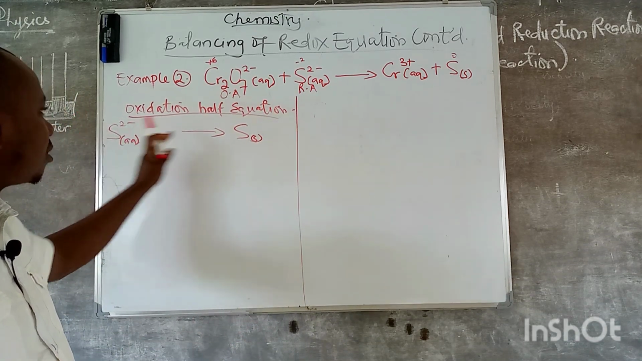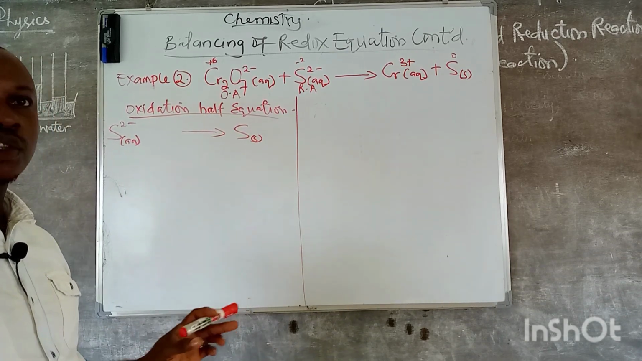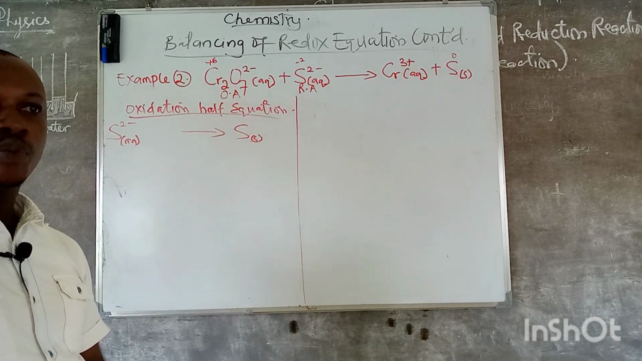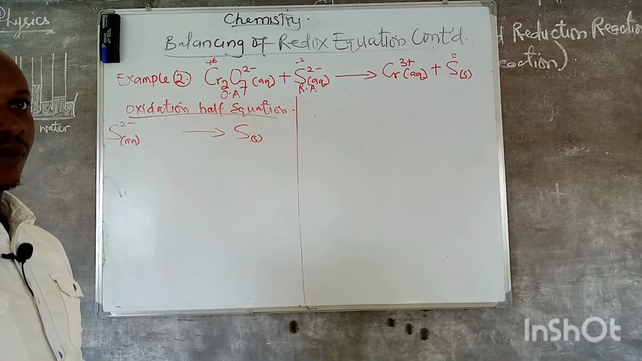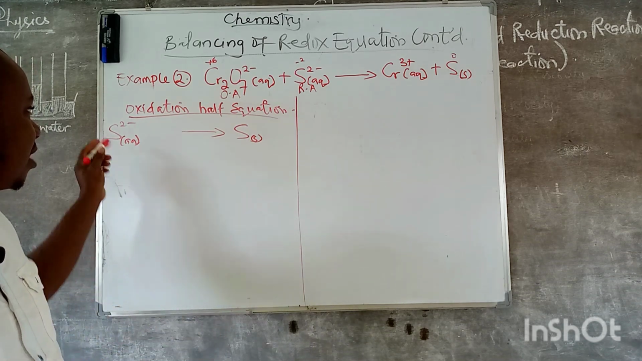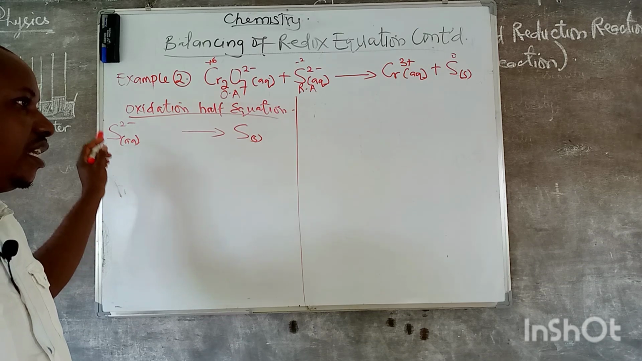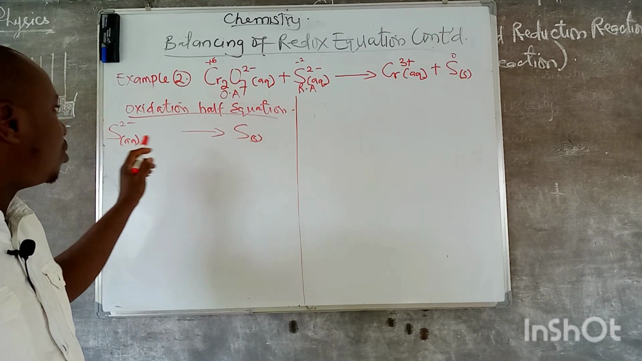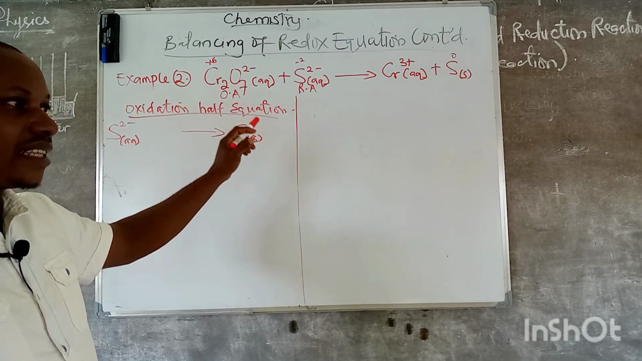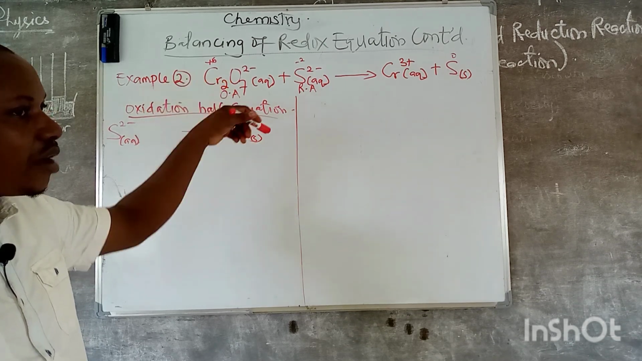Sulfur here is 1, sulfur here is 1. The number of atoms is balanced. The next thing is to balance the number of charges. It is obvious here that for sulfur on the left-hand side, the charge is -2, while the charge of sulfur on the right-hand side is 0.